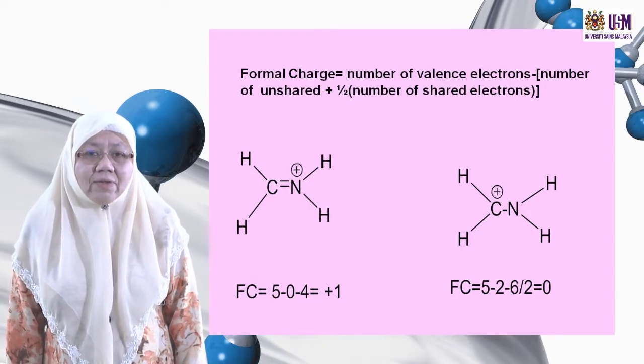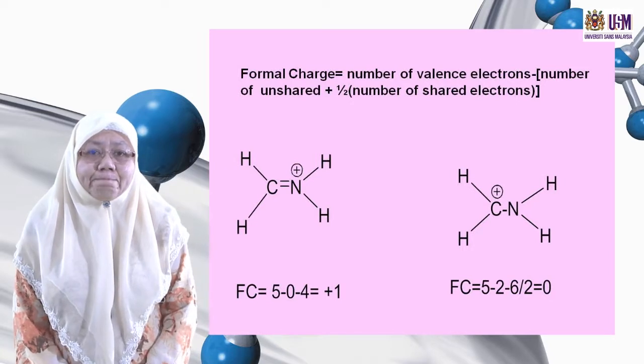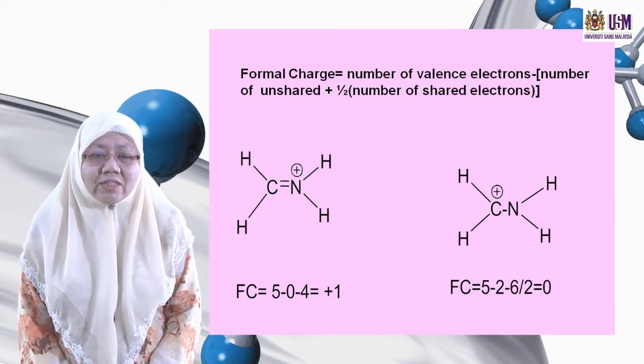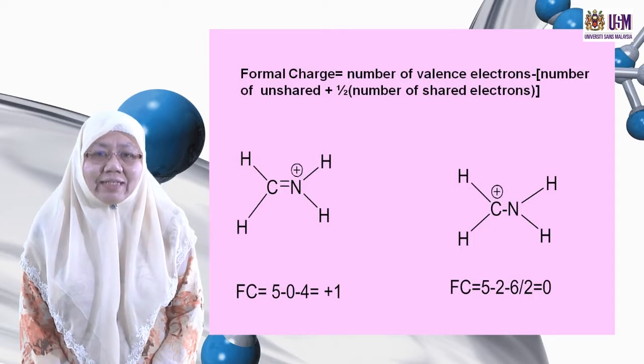4 bonds will be equivalent to 8 electrons divided by 2, and we will get 4. So 5 minus 0 minus 4 will give a positive charge for the nitrogen atom.